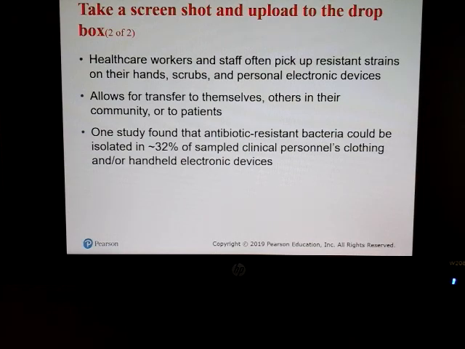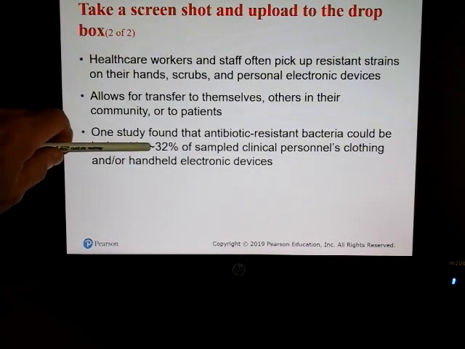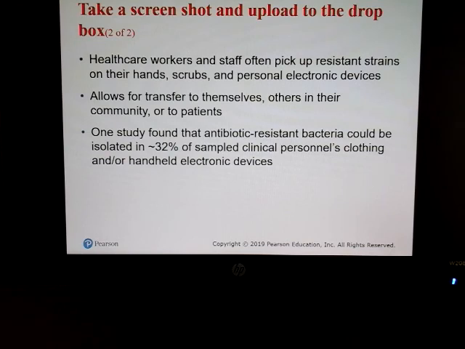So please note the last point here, guys. One study found that antibiotic-resistant bacteria could be isolated in 32% of sample clinical personnel's clothing and or their handheld electronic devices, i.e. cell phone, iPad, etc.